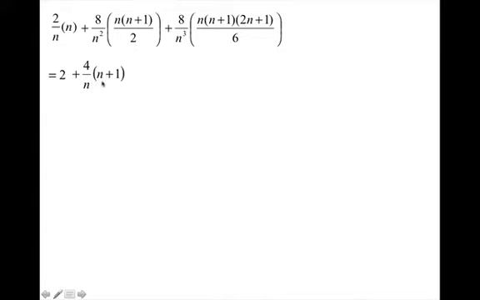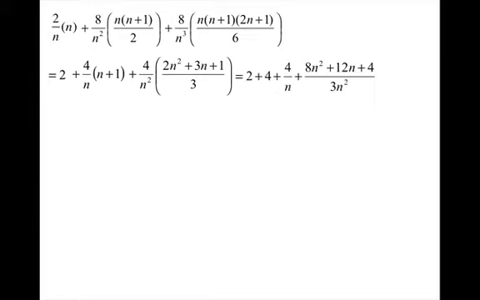So I'm left with 4n times n plus 1. Here, the top n and one of the bottom n's cancel. The 8 and the 6 can be simplified as well to 4 and 3. And then I can distribute through n plus 1 times 2n plus 1 to get the following trinomial. I can go ahead and continue distributing. So I distributed the 4 over n to n, which gives me 4. The 4 over n to 1, which gives me 4 over n. And then I can distribute the 4 over n squared to each term here and on the bottom.